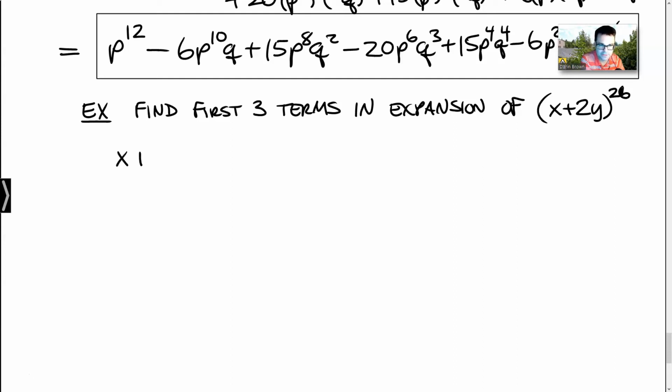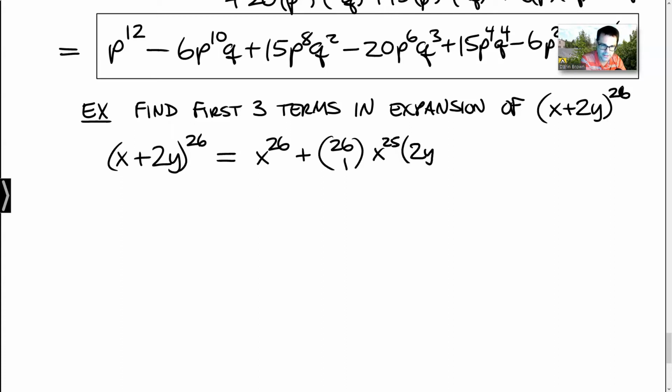We know that (x + 2y)^26, and now I'm going to write it out just like I would before, except in terms of the binomial coefficients, and I'm not going to write all the terms. So we know the first term is going to be x^26, plus 26 choose 1, x^25, 2y, plus 26 choose 2, x^24, (2y)^2, plus dot, dot, dot. And since we only want the first three terms, it doesn't matter what the rest is.